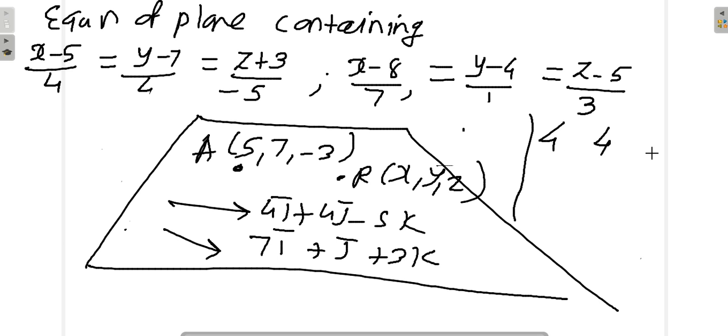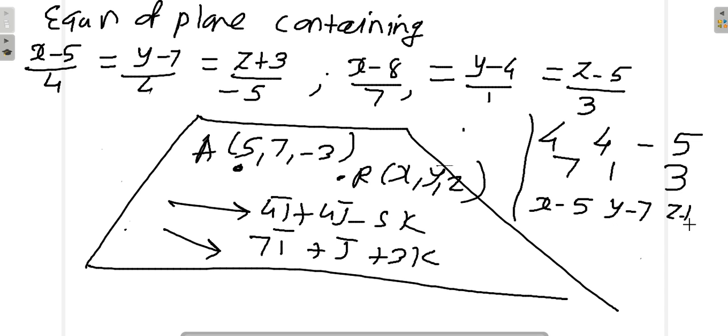So 4, 4, minus 5; 7, 1, 3. And what is AR? x minus 5, y minus 7, and z plus 3. This triple product will be 0. You can simply solve the determinant, you will get the direct answer. So you can use either of the two methods. I would prefer to use this method because it is straightforward and it gives you the answer in a single determinant. You don't have to find a cross product and then substitute and all that. It is up to you. You will get the same answer.